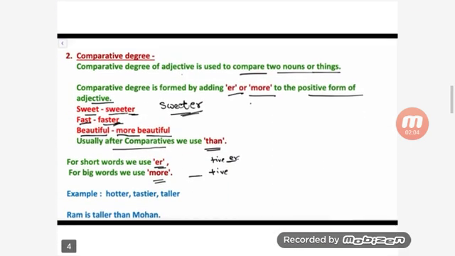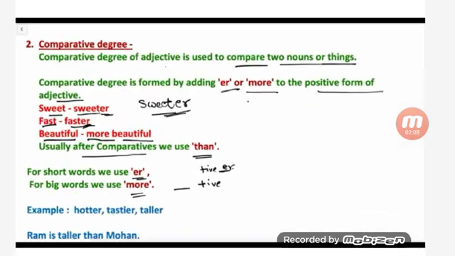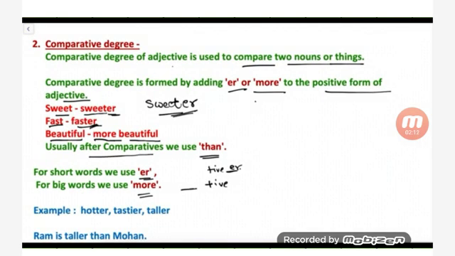Okay. Next is comparative degree. The comparative degree of an adjective is used to compare two nouns or things. We use this degree when we want to compare two nouns or things. And the comparative degree is formed by adding er or more to the positive form of adjectives. For example, sweet, sweeter, and we have added here er. Fast is the positive degree, and we have added er in the comparative degree, so it becomes faster. Next is beautiful, and the comparative degree of beautiful is more beautiful. Usually after comparatives we use than.